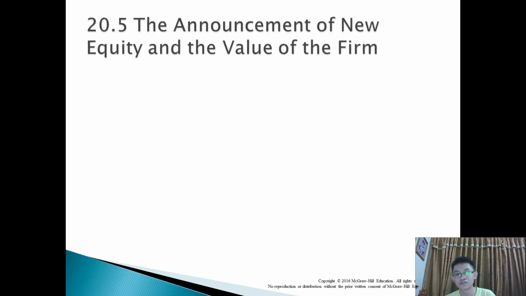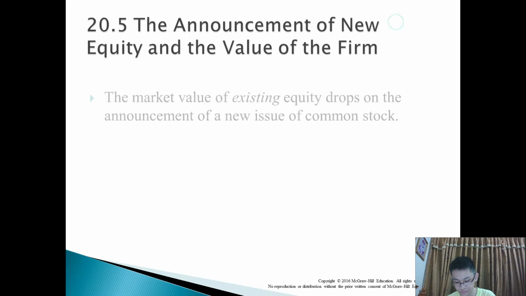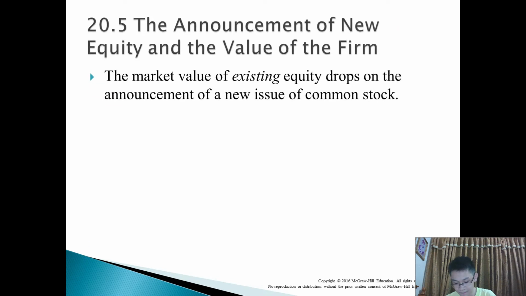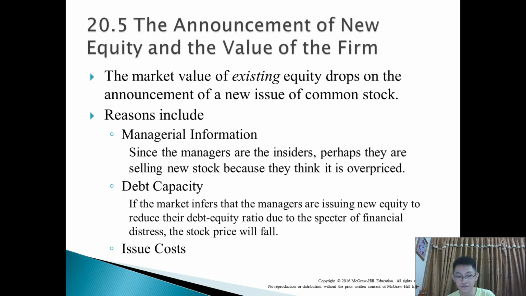Next, we will move on to part 5, which is the announcement of new equity and the value of the firm. A firm's stock price tends to decline on the announcement of new issues of common stock. There are a total of 3 main reasons for this. The first one is managerial information, because since the managers are the insiders, they are selling new stock because they think it is, of course, overpriced.